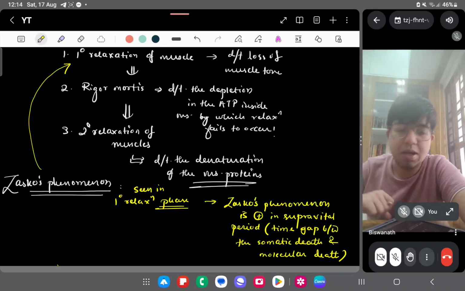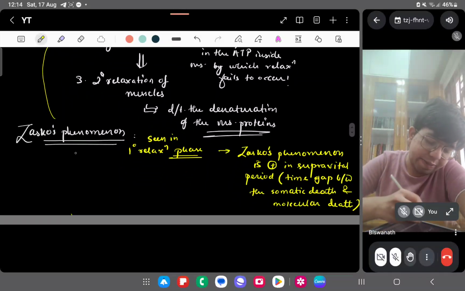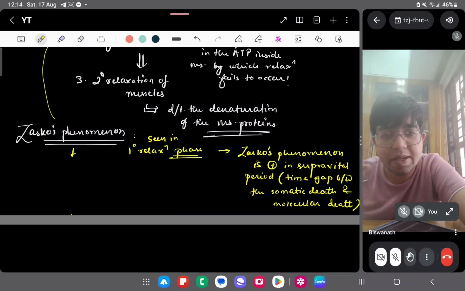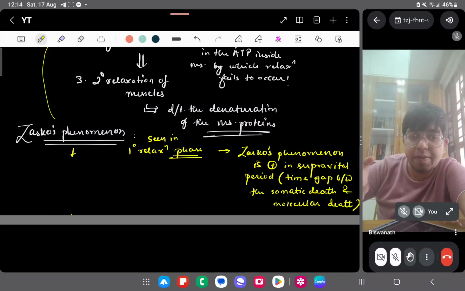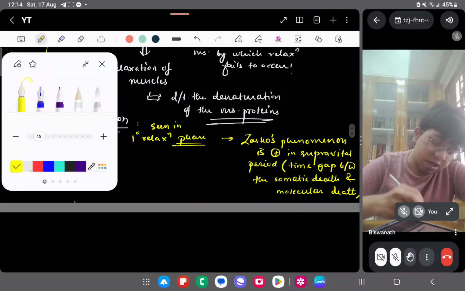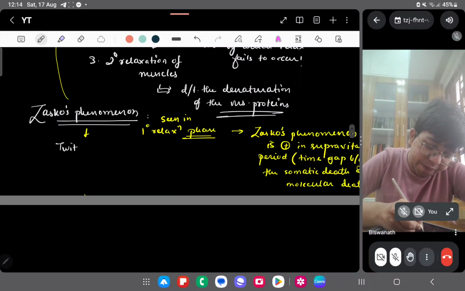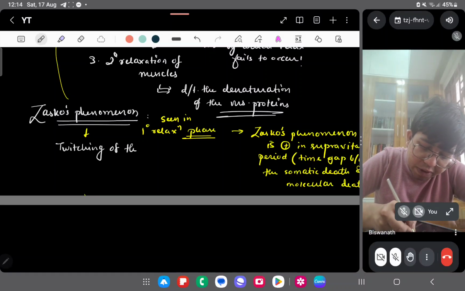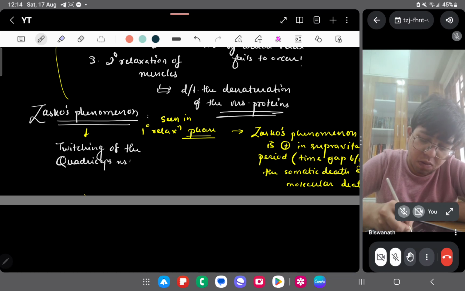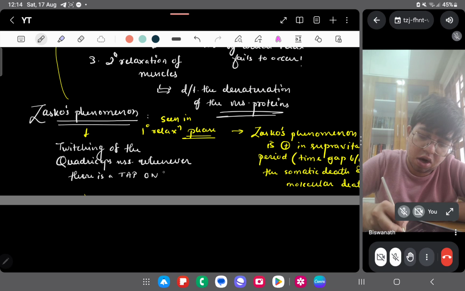Understood? Then, what is Jaskos phenomenon basically? Whenever the patella is tapped, the tapping will lead to a twitching of the muscle. So basically it is a patellar jerk. It is the quadriceps muscle, upon which the patella rests, that twitches. So the Jaskos phenomenon means that there is a twitching of the quadriceps muscle whenever there is a tap on the patella.